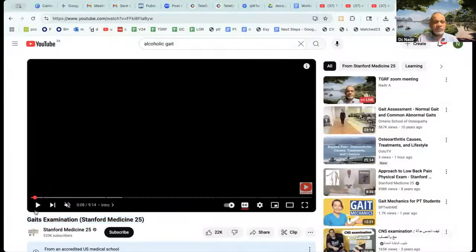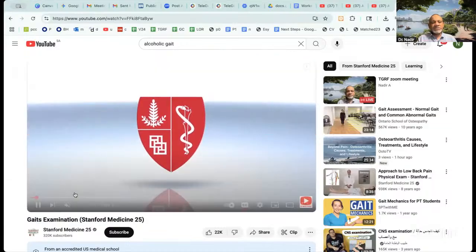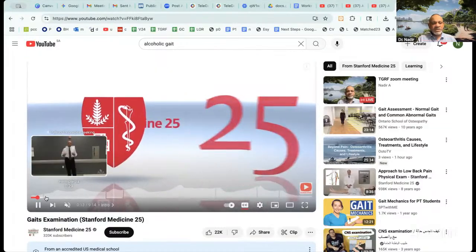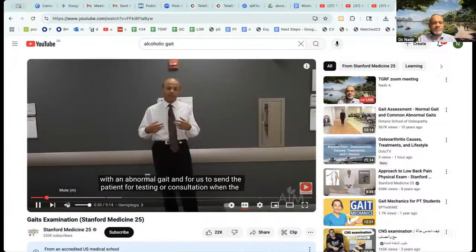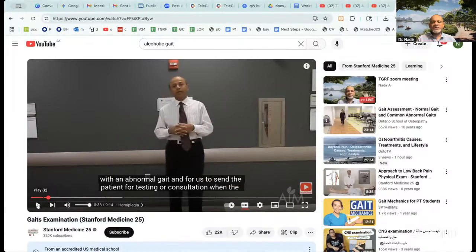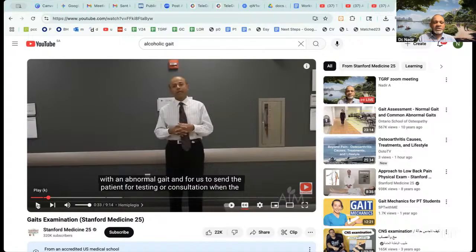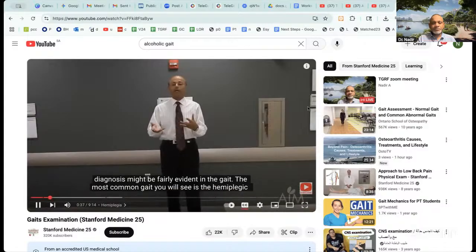They show you how to examine the gait, and I think most of you know how to, but there are different ways of doing it, and in general you have your preference. So this is one way of doing the gait examination, testing, or consultation when the diagnosis might be fairly evident in the gait.